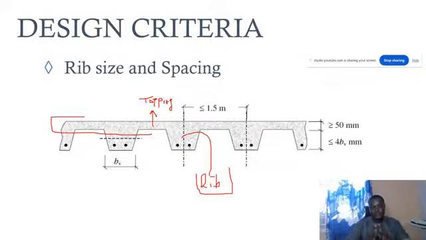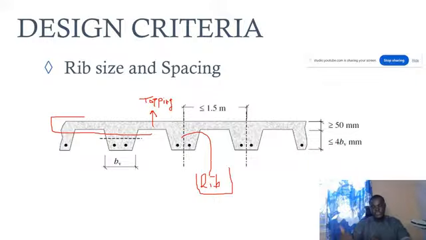We can design the topping in two ways. The topping can be designed in such a way that it is contributing to the strength of the whole slab. That's one way of designing the topping. And then we can also design the topping in such a way that it is not contributing to the structural strength of the slab. So those are the two scenarios that you can have for the slab topping.